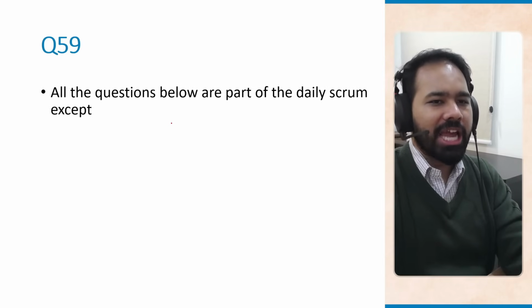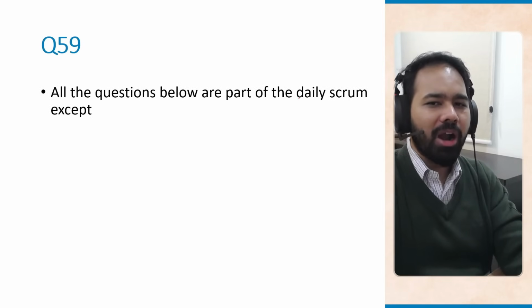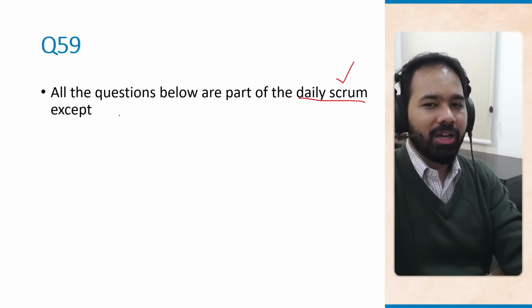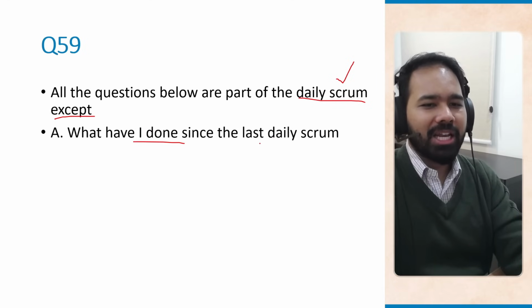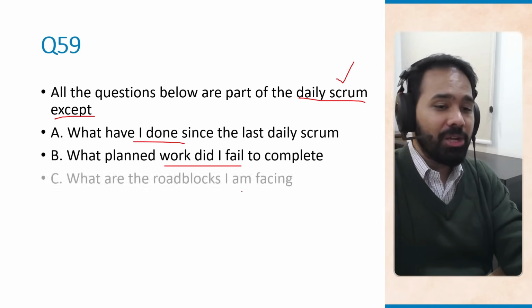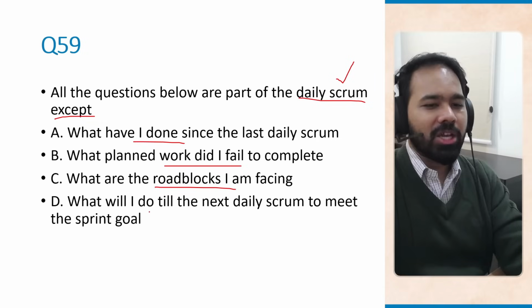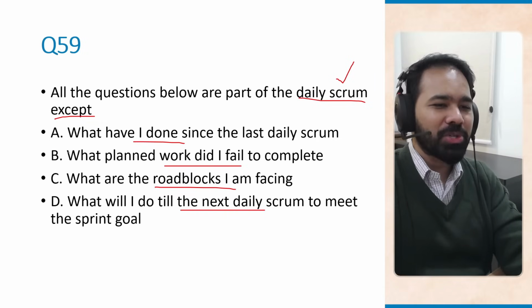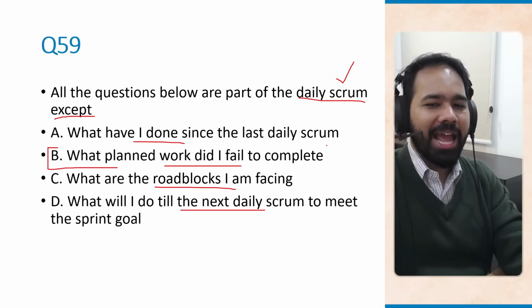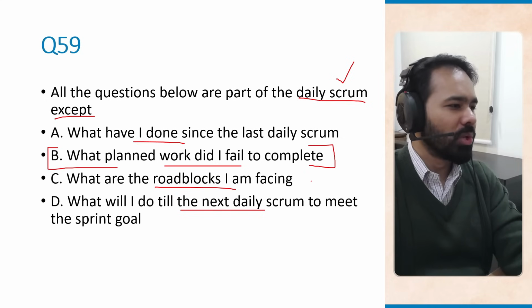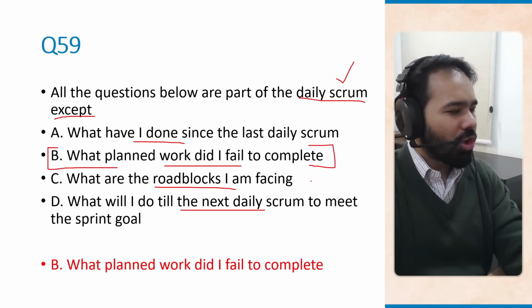Okay, question number 59. All the questions below are part of the daily scrum except. So there are some questions that are part of the daily scrum, and they will be listed as options, but one of them will not be a part of the daily scrum. What have I done since the last daily scrum? What planned work did I fail to complete? What are the roadblocks I'm facing? What will I do till the next daily scrum to meet the sprint goal? The correct option is option B. What planned work did I fail to complete?